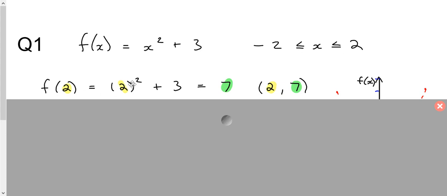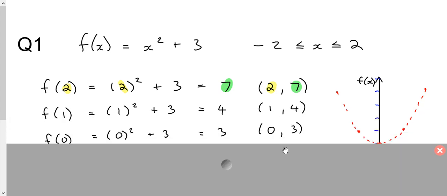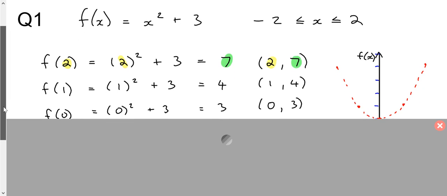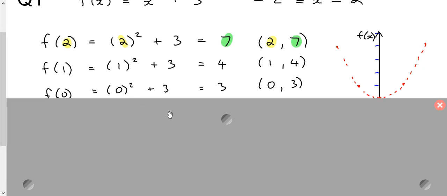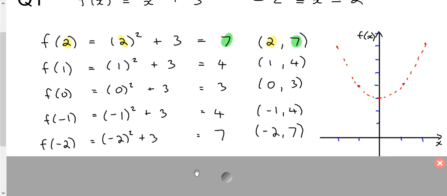You're going to square the 2 and then add on 3. Make sure you do the square part first. That's 4 plus 3 is 7, and then write it as a coordinate. The input's 2, which is your x, and the output is 7, which is really your y coordinate. Same with the 1, and same with the 0. And then you carry on. Just remember 0 squared is 0 with your negative. Now be careful with your negative. When you do negative 1 squared, you get positive 1, add on the 3, and you get 4. And finish off with your minus 2.